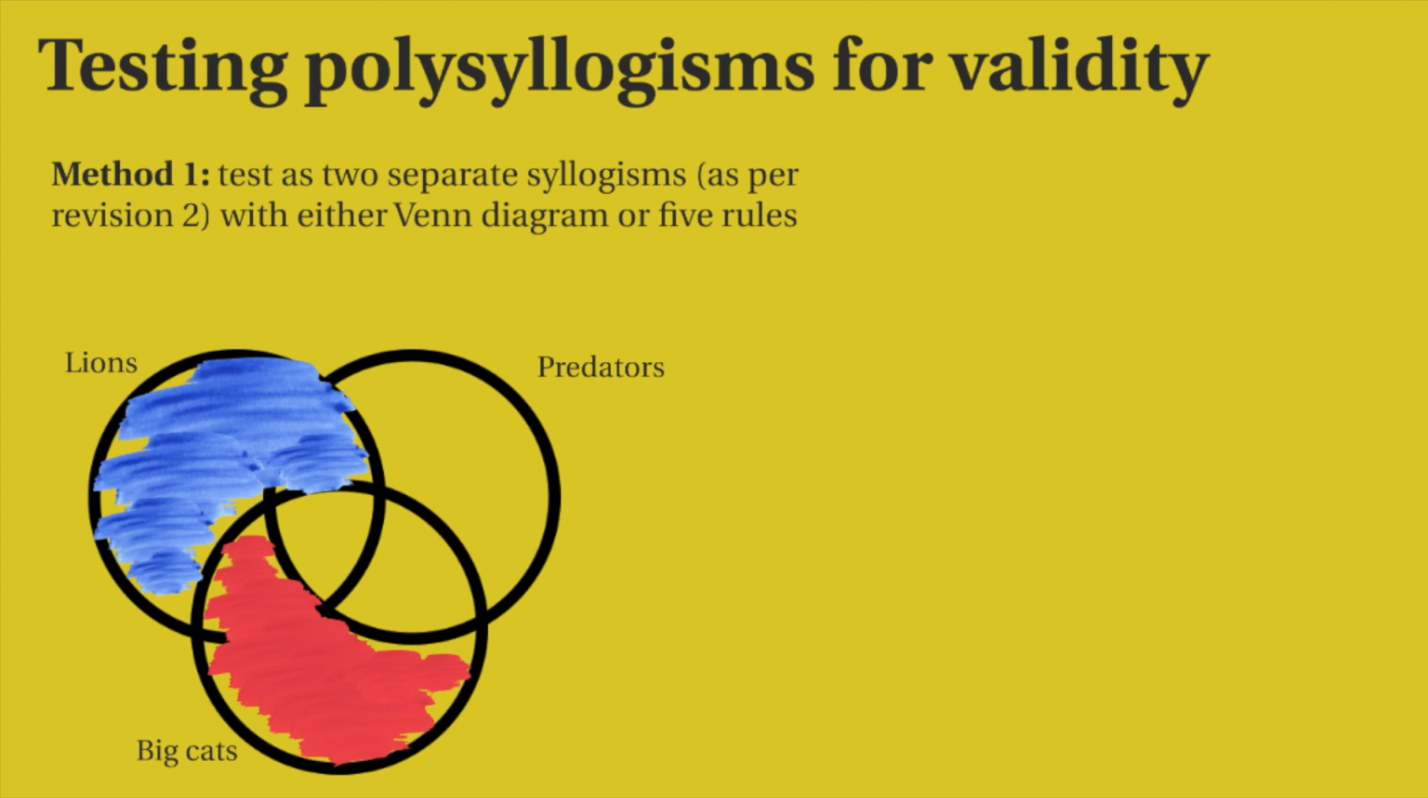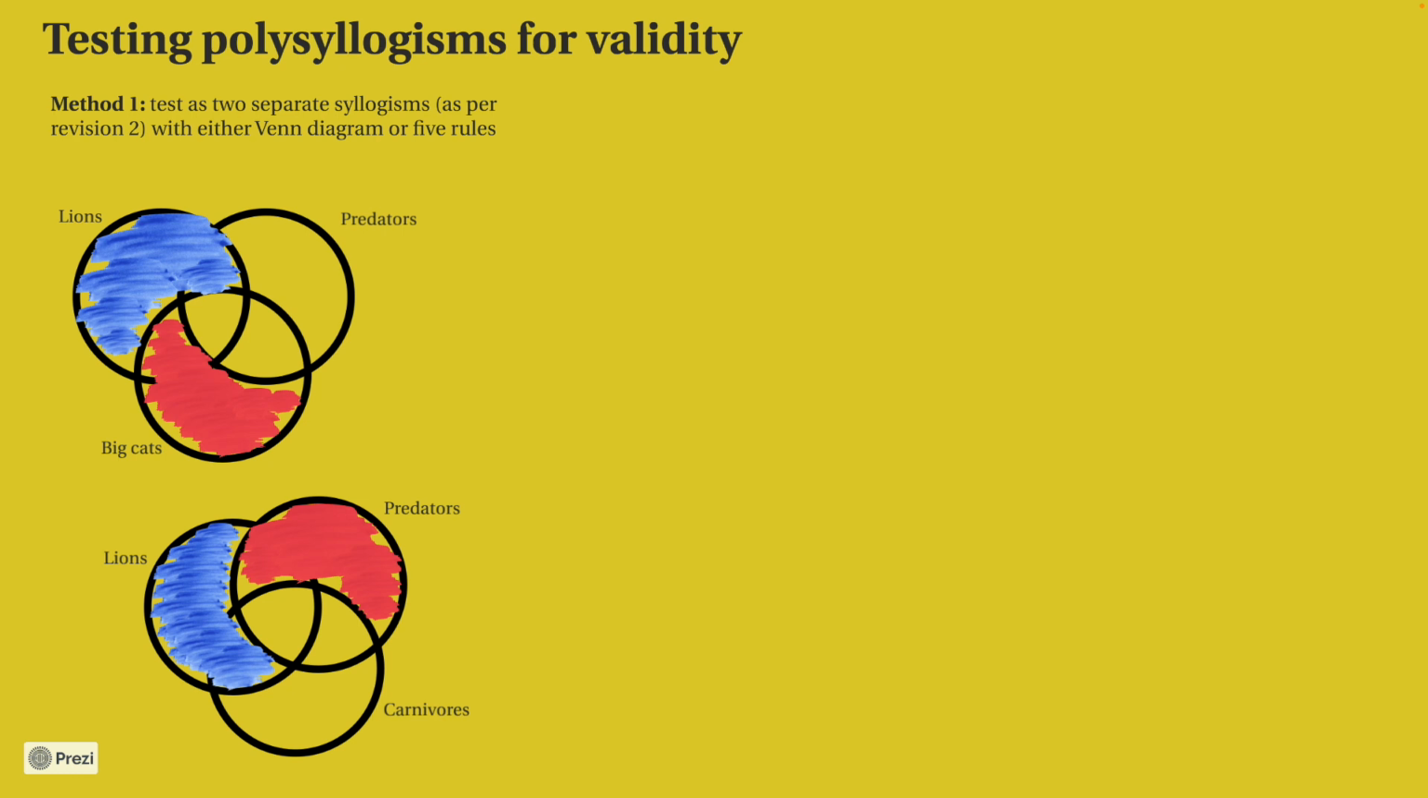And then we move on to the second Venn diagram. Three circles, one for lion, one for predator, and one for carnivores. We shade in all parts of the predator circle that is not part of the carnivores circle. And then we shade in all parts of the lion circle that is not part of the predator circle. And this proves that the conclusion, all lions are carnivores, is indeed a valid conclusion.